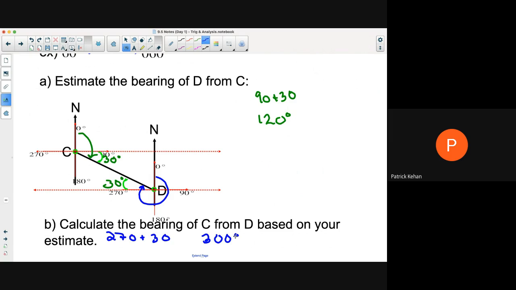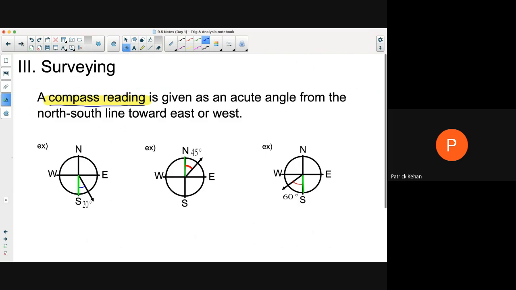Okay, so right now we really haven't been dealing with triangles. This is just getting you used to looking at bearings and measurements, and then we'll start getting into more application problems shortly. There's one more type of measurement we're going to look at. It's the surveying type problems where we talk about a compass reading. Okay, compass reading is a little different than a bearing, right? We're going to be using the terms north, south, east, and west often. But a compass reading, it's always given as an acute angle. That's critical that you pay attention to that, from the north-south line towards either east or towards west.